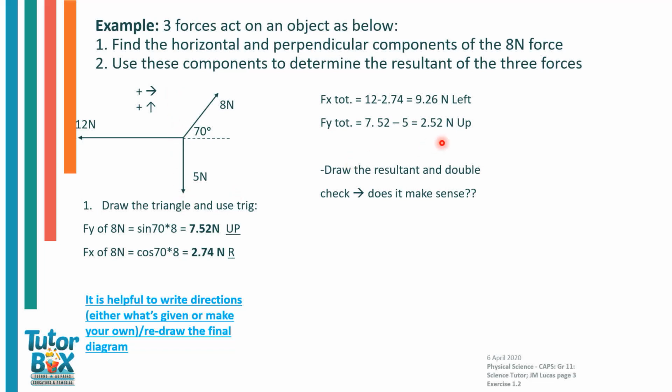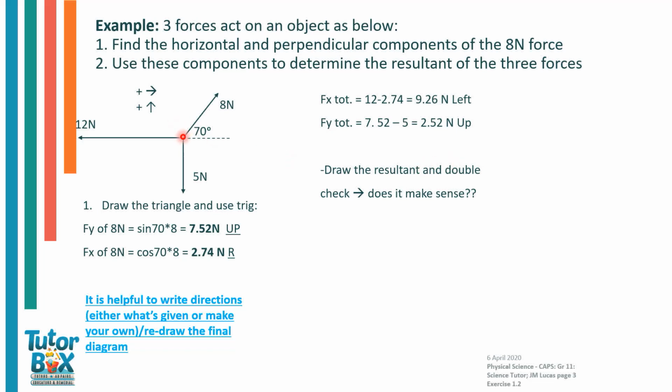If you want to, you can always use your positive and minus the negative direction. However, if you know that that is bigger than that one, you can always just minus it and then just specify which direction it is, or put a negative in front of it. It is up to you. Now we're going to draw the resultant, and you always have to double check: does it make sense? Looking at this diagram, you know that it's going up and to the left, and so your resultant should be in that area.